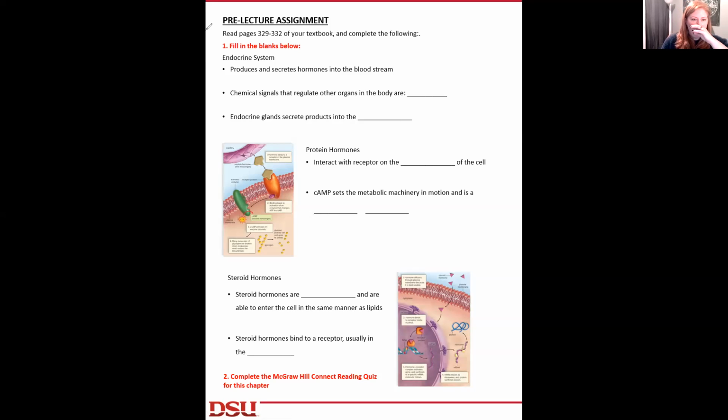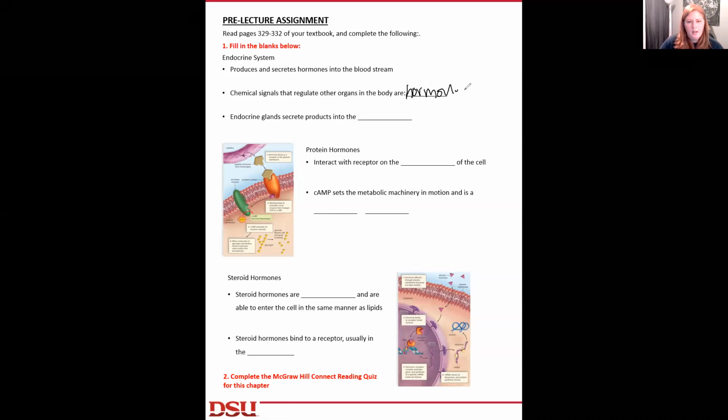The endocrine system produces and secretes hormones into the bloodstream. Chemical signals that regulate other organs in the body. That's the definition for hormones. Endocrine glands secrete products into the bloodstream. Blood carries those hormones through the blood to the target cells that will react when the hormones are detected.